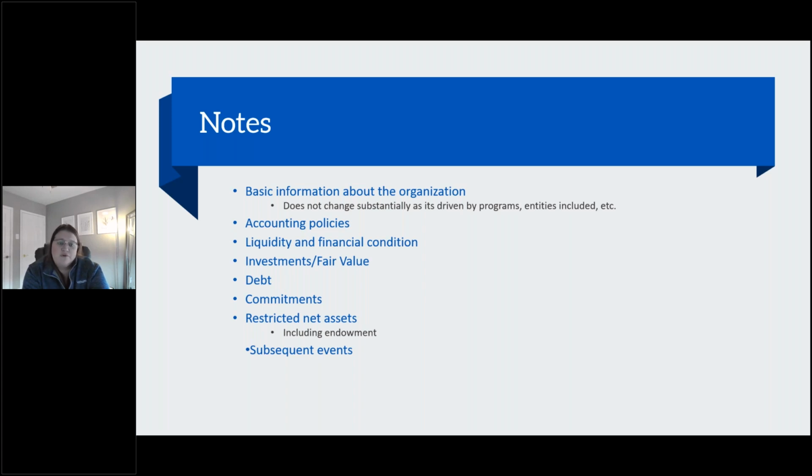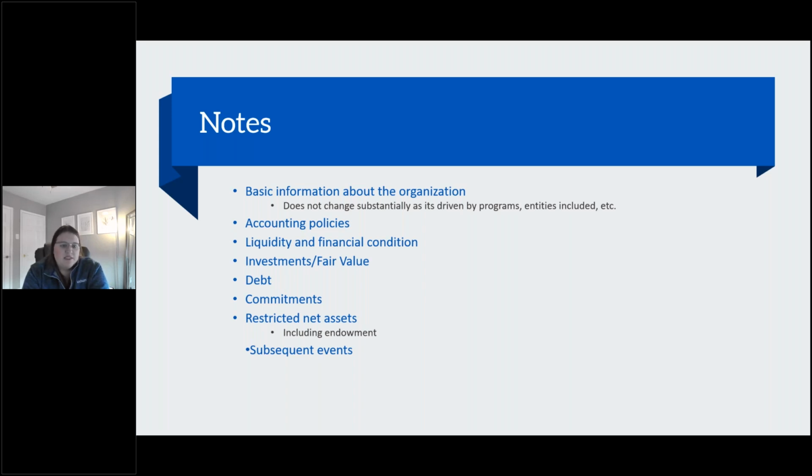We also have footnotes regarding restricted net assets. So this is going to give the reader valuable information about what is restricted at year end and what it is restricted for, whether it be a specific time period or a specific purpose. This will also include your endowment footnotes as well.